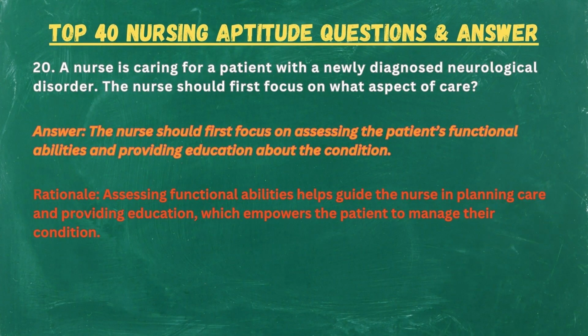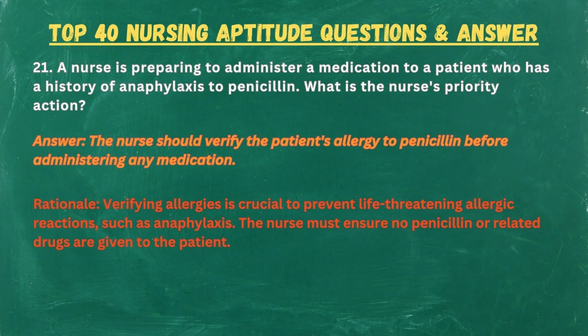20. A nurse is caring for a patient with a newly diagnosed neurological disorder. The nurse should first focus on what aspect of care? Answer. The nurse should first focus on assessing the patient's functional abilities and providing education about the condition. Rationale. Assessing functional abilities helps guide the nurse in planning care and providing education, which empowers the patient to manage their condition.